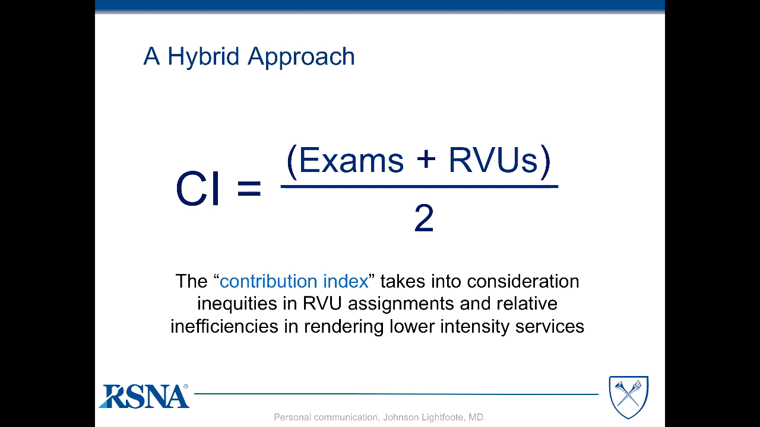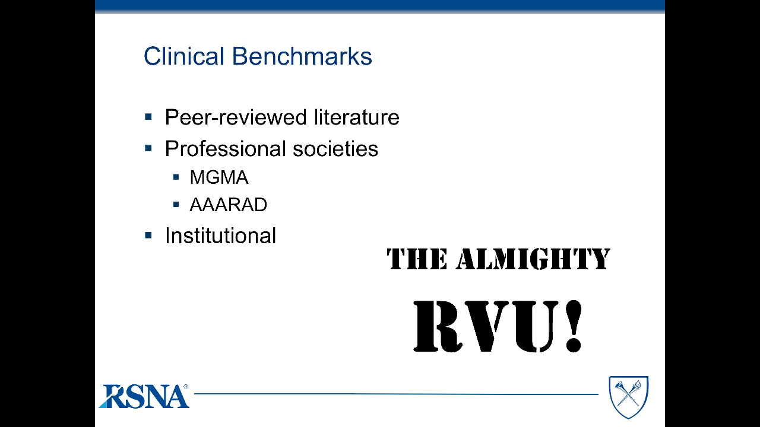It thus takes into consideration some of the inequities in RVU assignments and the relative inefficiencies in rendering lower intensity services. There's nothing necessarily right nor wrong about his formula, but it's a great example of how practices can innovate to develop homegrown metrics to best measure what's important to them. Keep in mind in the next module this idea when we talk about the fact that one size does not fit all.